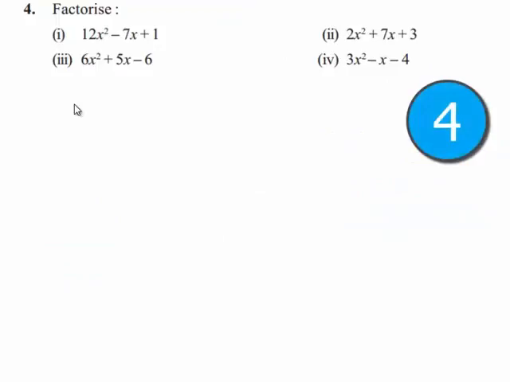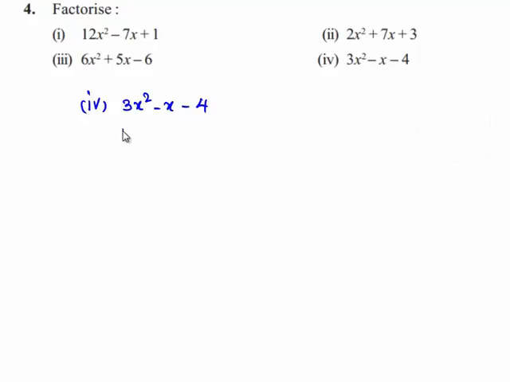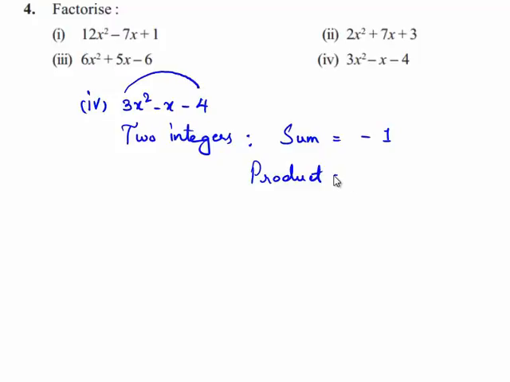Now coming to the fourth bit, which is 3x square minus x minus 4. So we need two integers such that the sum must be equal to minus 1 and the product must be equal to 3 times minus 4, which is minus 12. So first let us write down the pairs of factors for 12.